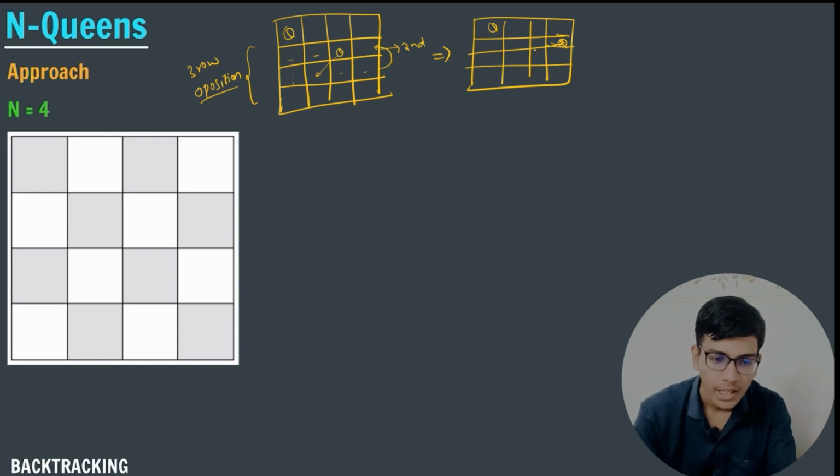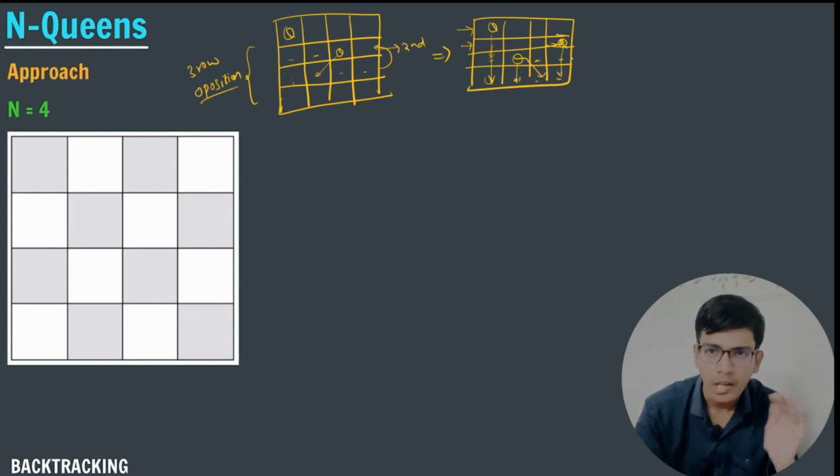So now the first position is good, the second position is good. Now I'm placing my third queen here. I can't place my third queen here because this queen will attack. I can't place here, I can't place here, but I can place my third queen here. Okay, now let us talk about the fourth position. I can't place my fourth queen here because this queen will attack. I can't place my fourth queen here because this queen will attack. I can't place here because it will attack, and I can't place here because it will attack.